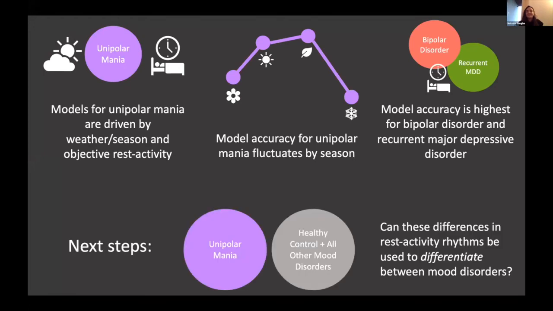And the next step is probably the obvious one. Can we actually use these differences to differentiate between these different groups? And that's what we're going to look at next. So we'll take each of the mood disorder groups and compare them not just to healthy controls, but also to the other mood disorders and see whether we can get high enough accuracy there.